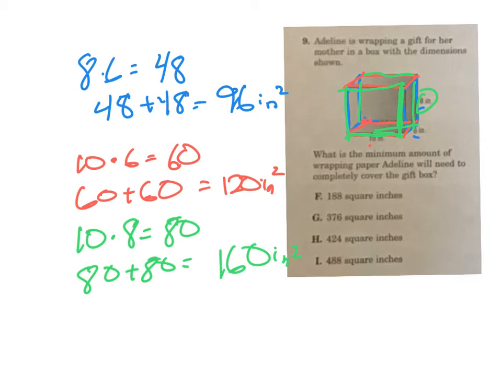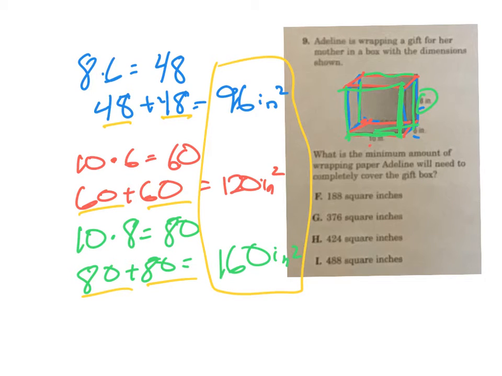So I should have 6 sides. 1, 2, 3, 4, 5, 6. All 6 sides are accounted for. Now I just add these up. And the way I do that is I go 96 plus 120 plus 160.